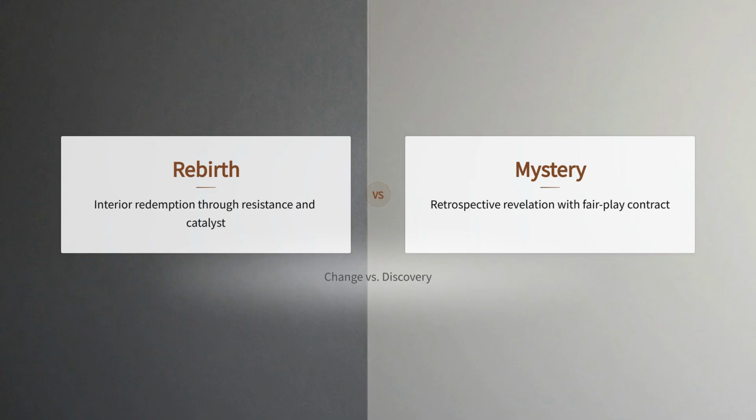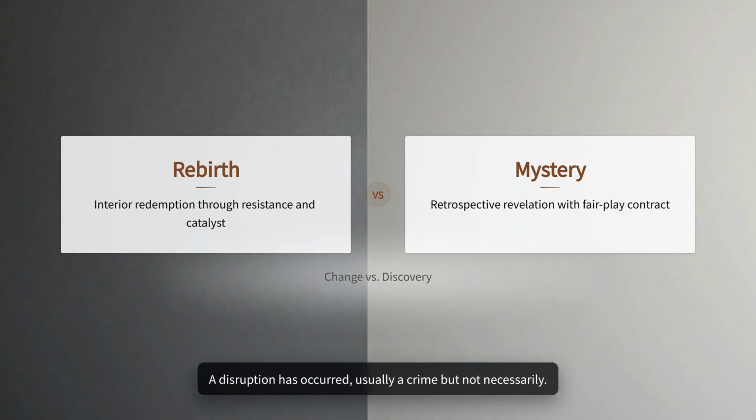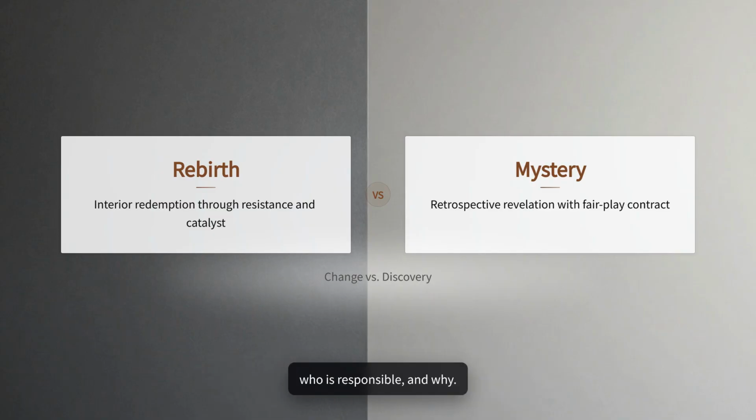The mystery. A disruption has occurred, usually a crime, but not necessarily. The protagonist's goal is to discover what happened, who is responsible, and why. The plot moves from disorder to understanding, from concealment to revelation. The engine is the reader's desire to know.